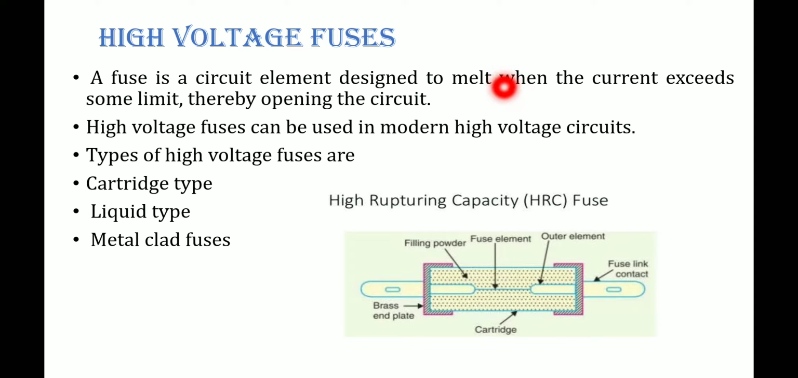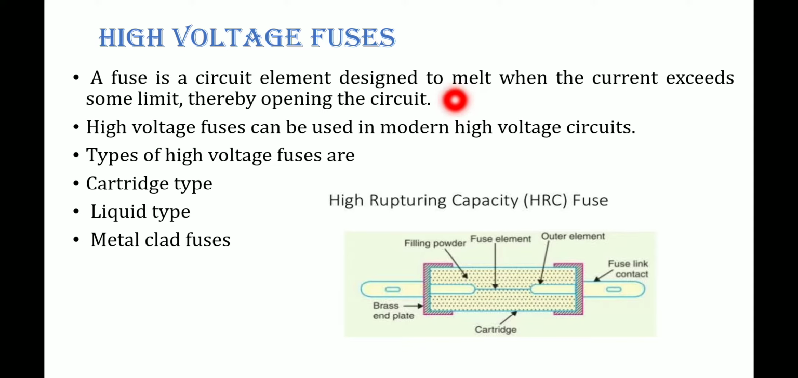So what will happen is that when the current exceeds the limit during fault conditions, such as a short circuit fault, where a heavy inrush of current will be there, then in these kinds of faults the fuse wire is going to melt out.